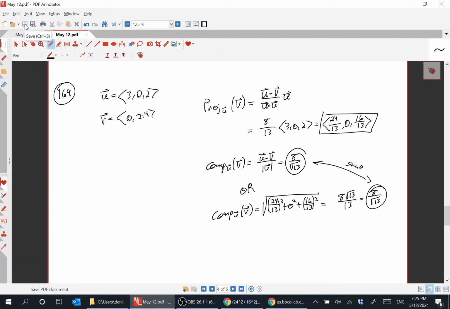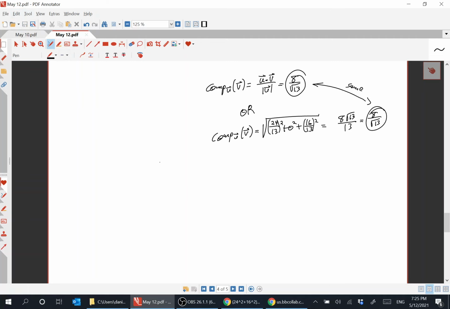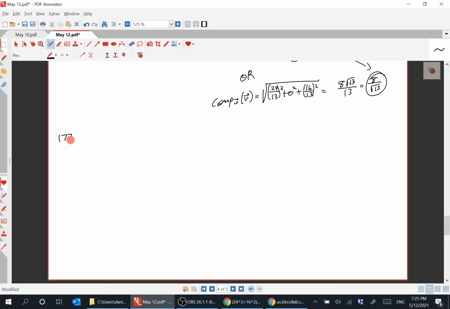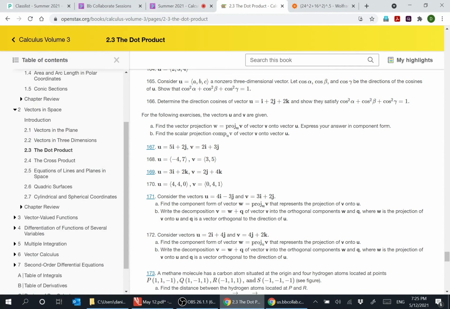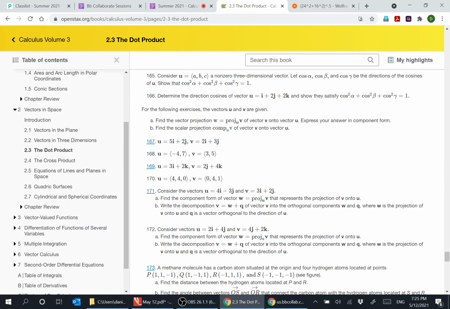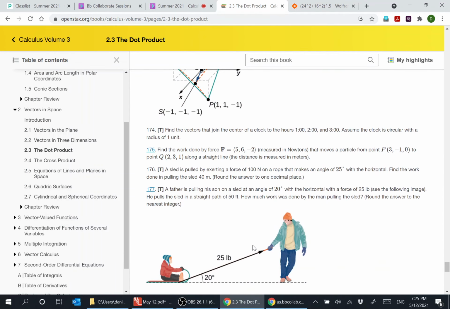All right, that was 169, 177, 180. Let's get some nice physics problems in here, hopefully. 177, here we are.